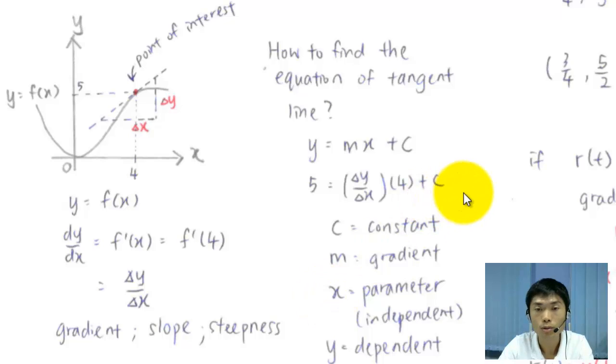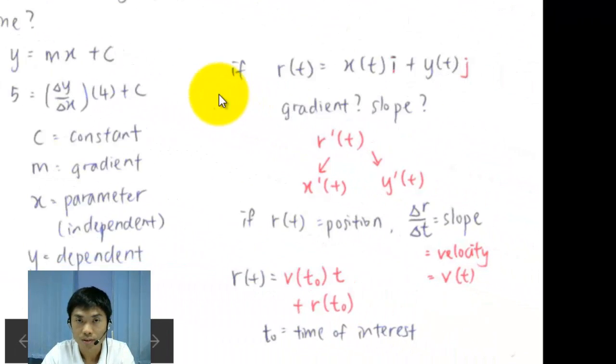Now we move on to position vector value functions. If you are given r(t) equals x(t)i plus y(t)j, which means that the position vector depends on the position of the x coordinate and y coordinate, and both of these x and y coordinates depend on the parameter t. Let's assume t is the time. So how to find out the gradient or the slope of the particular point of these position vector value functions?